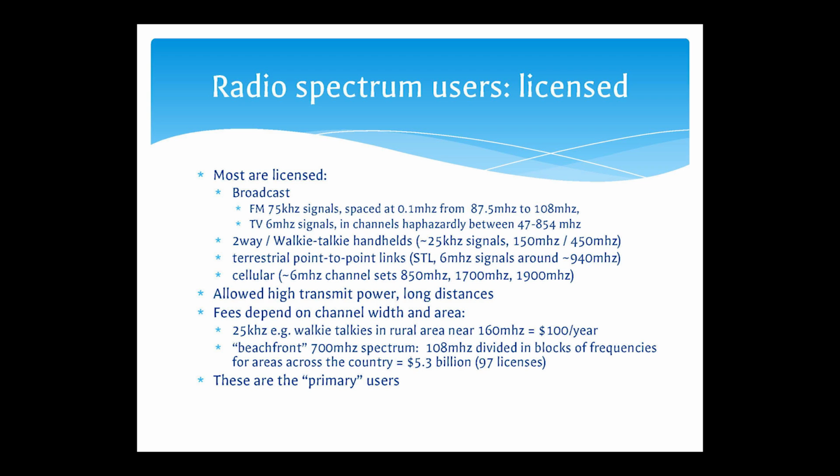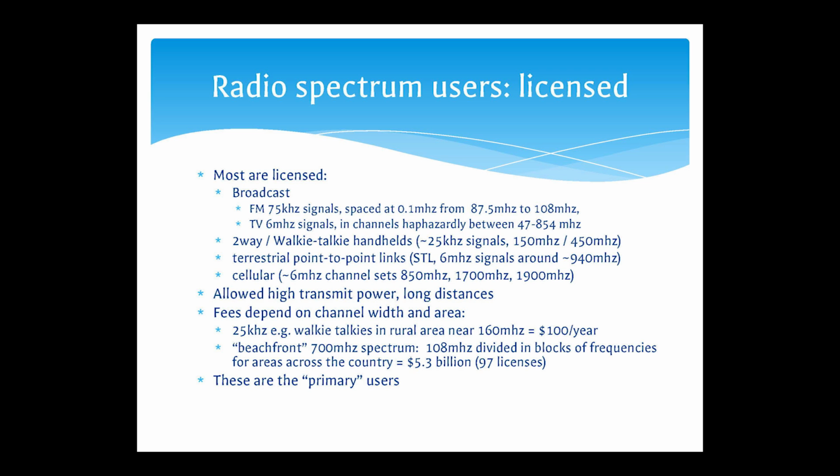So if they get a license for, say, 160.025 megahertz for a large rural area, they may just pay $100 a year. Whereas the much in demand 700 megahertz spectrum was used previously by TV broadcasts, but with the heavy reduction in use of off-the-air television, most of those broadcasts have been shut down. That spectrum has been auctioned, and since it is in the middle of the beachfront property, it's worth a lot of money.